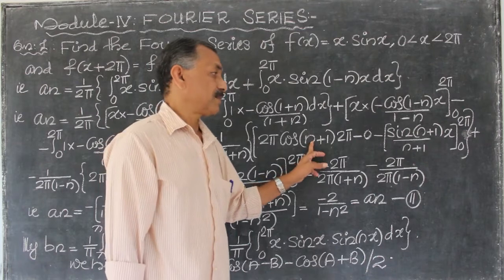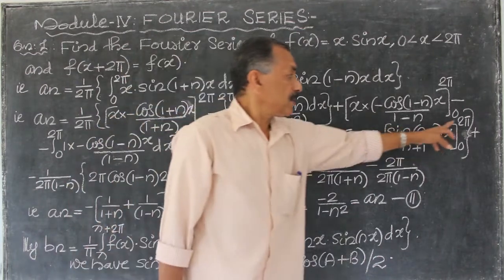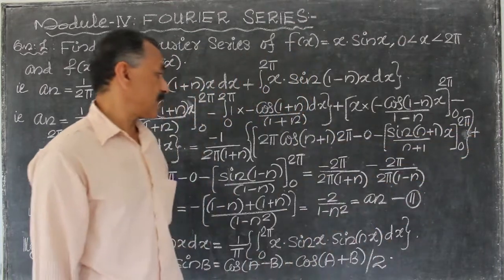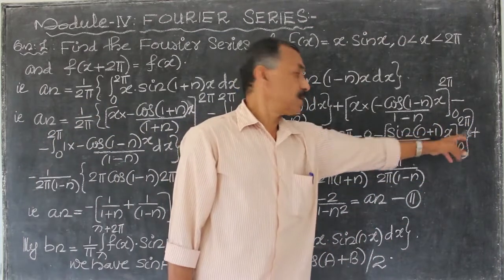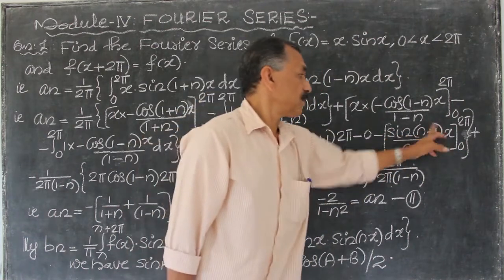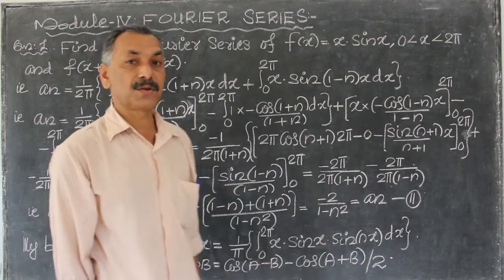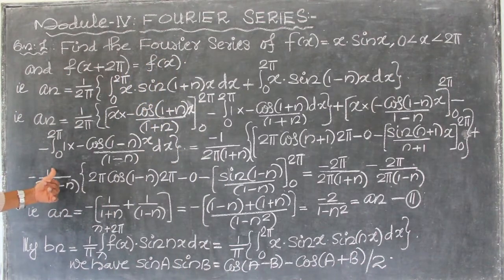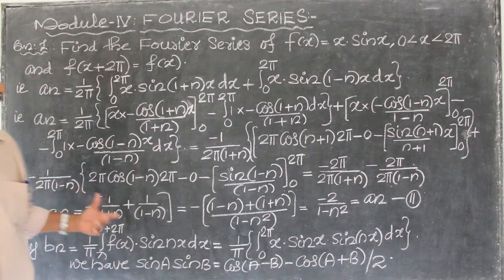Now this is the value, it is 0. But upper limit apply: sin (n plus 1) into 2π, sin (n plus 1) into 2π value 0. Now lower limit apply, x the value 0. Sin 0 is equal to 0. Then minus this one, minus 1 divided by 2π into (1 minus n).